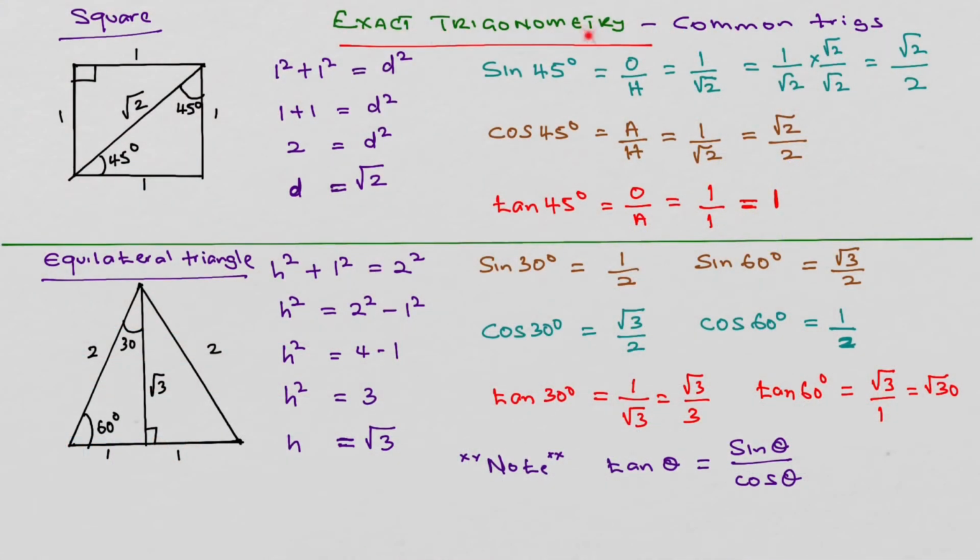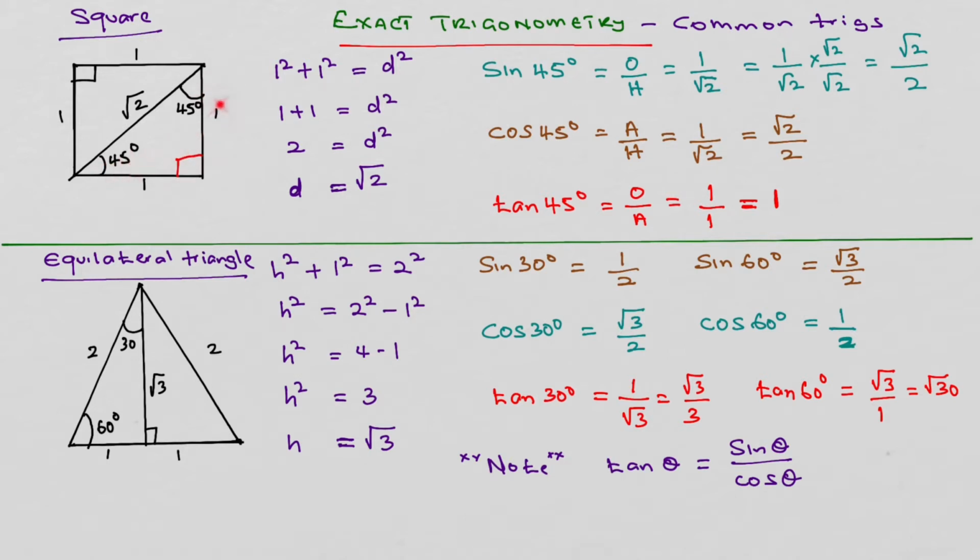exact trigonometry or common trigs. What we're looking for is common trigonometries. So we start with a square with one side, and we divide the square into 2 through the diagonal. You know that that's 90 degrees, and this is also 90 degrees. If you divide it by 2, that'll be 45, and this is 90 degrees.